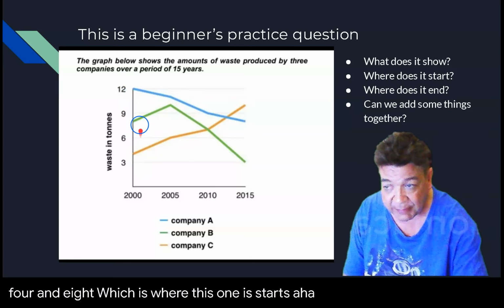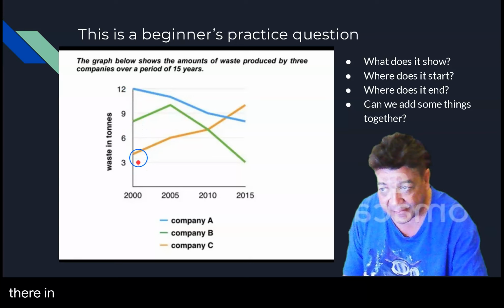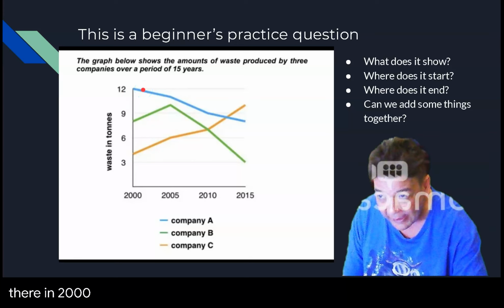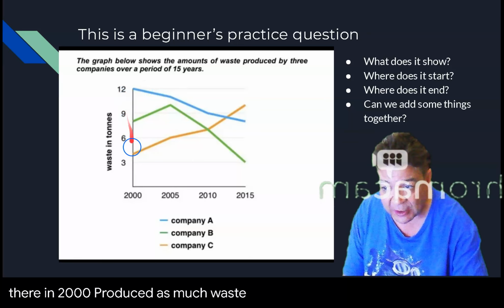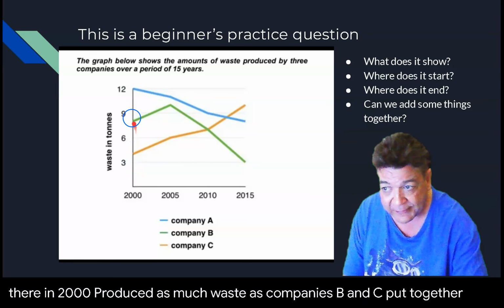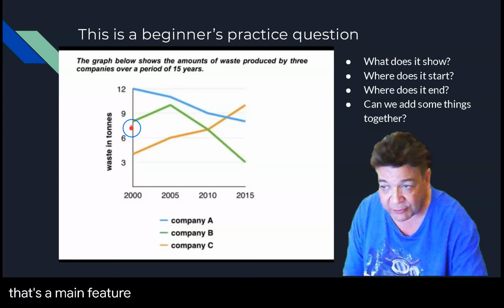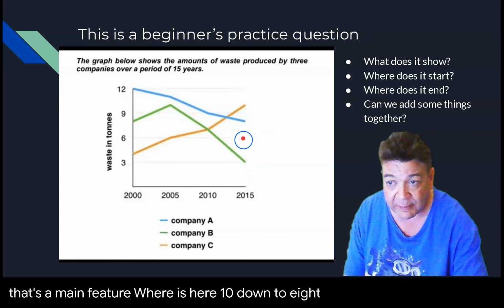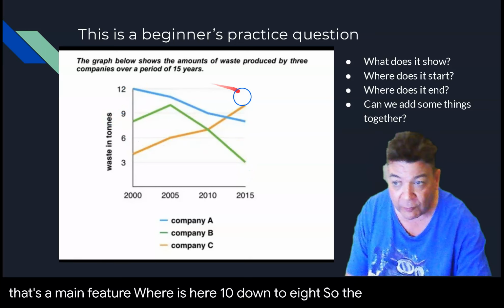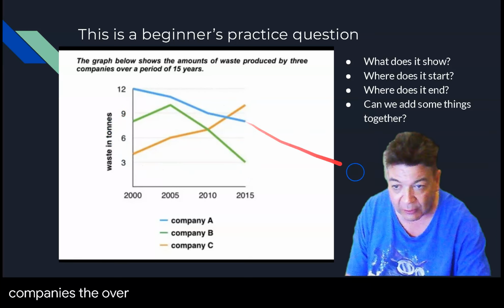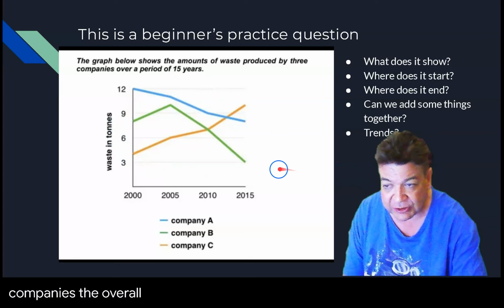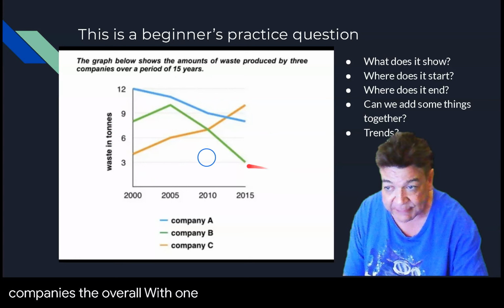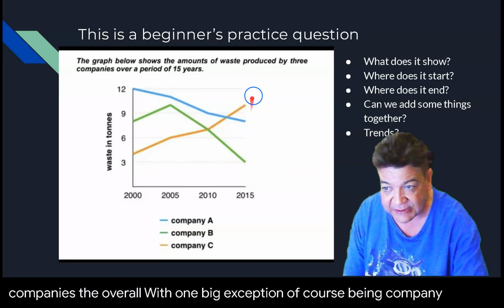Aha! There's a comparison right there. In 2000, Company A produced as much waste as companies B and C put together. Now, that's a main feature. So 12 and 12 is 24. Where is it here? 10, down to 8, down to 3. That's 21. Okay, so the overall trend for all three companies is reduction of waste, with one big exception, of course, being Company C.